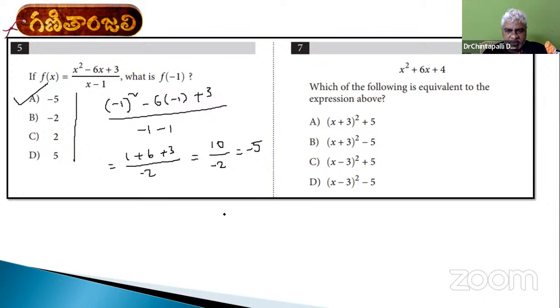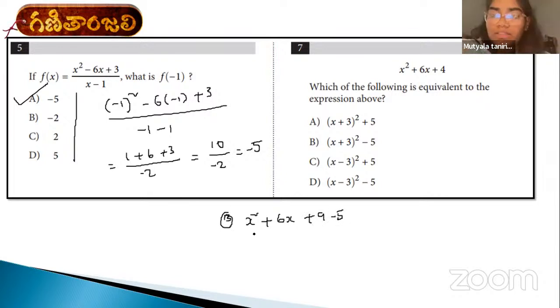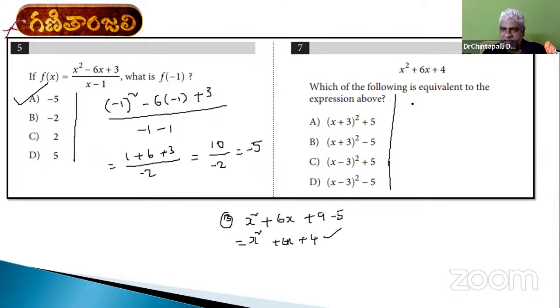If we verify option B, it's x square plus 2 times 3 times x, plus 3 square: x square plus 6x plus 9 minus 5. Got it? Yes. It is equal to x square plus 6x plus 4. Correct only. Or if we want to do it directly, the straightforward method, we can do it like this.